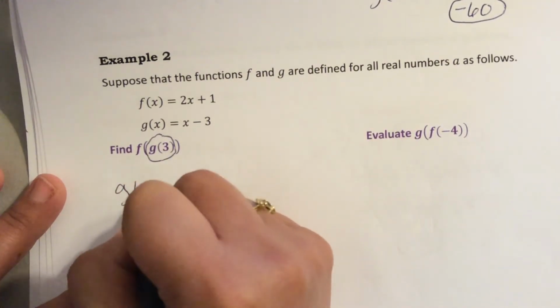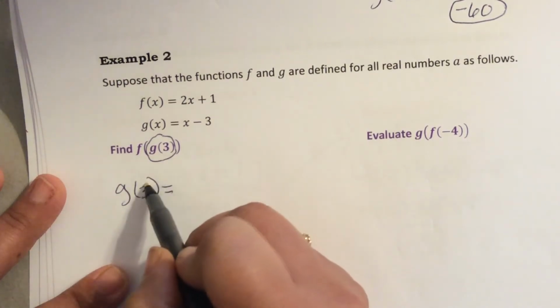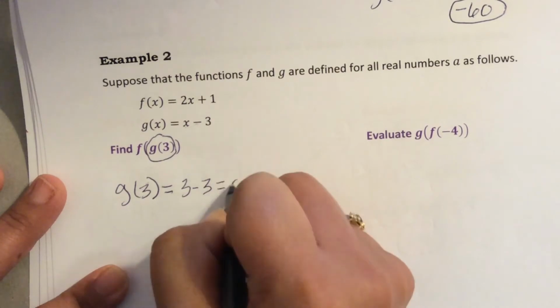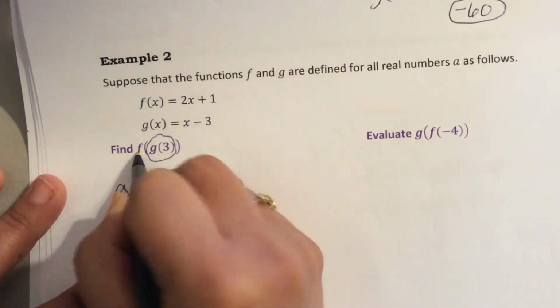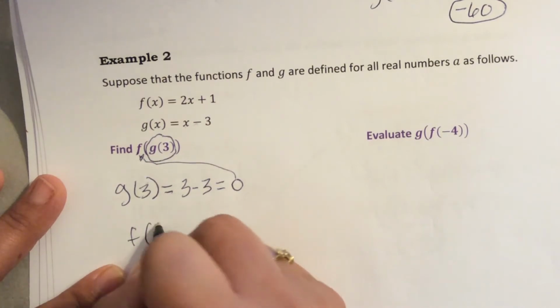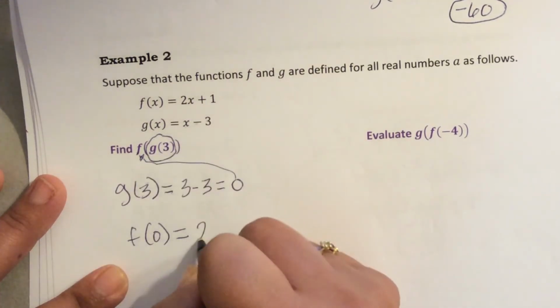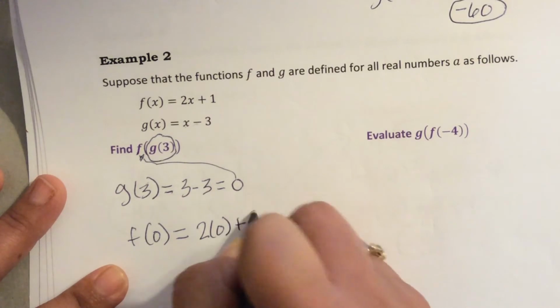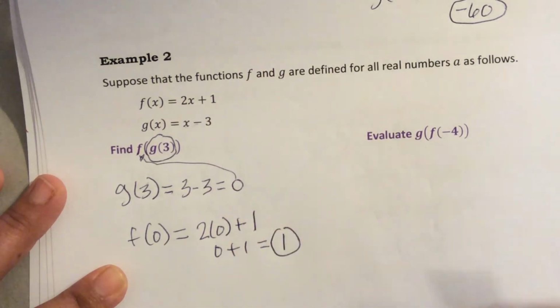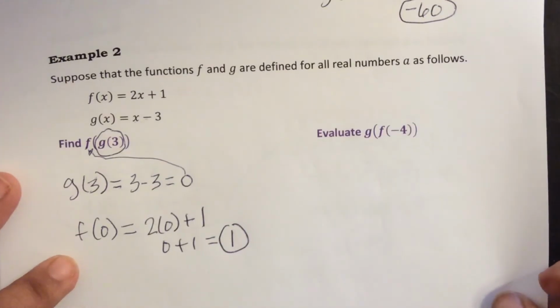G of 3 means I'm going to plug that 3 into that x. So 3 minus 3 is 0. And so now we've got to put that 0 into that f. So f of 0 is going to be 2 times 0 plus 1, which is 0 plus 1 is 1. That would be your final answer.